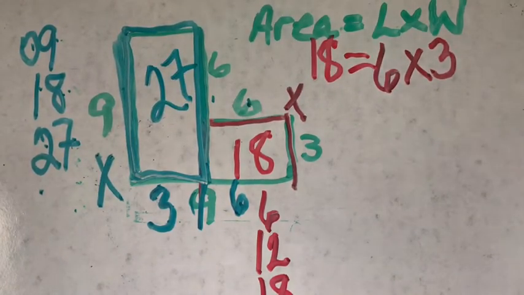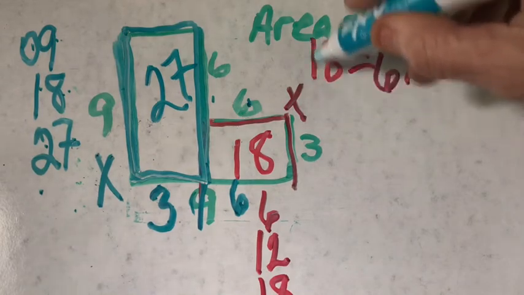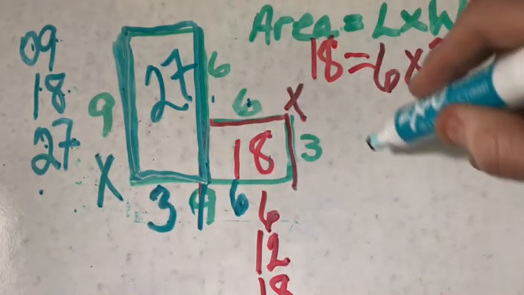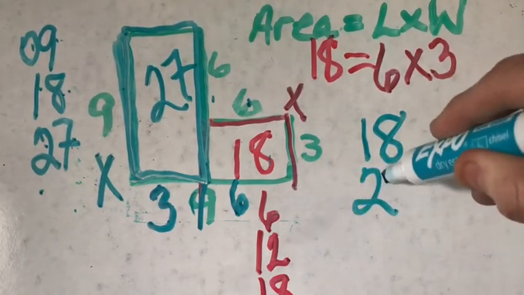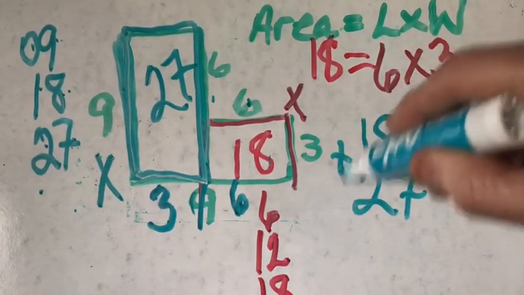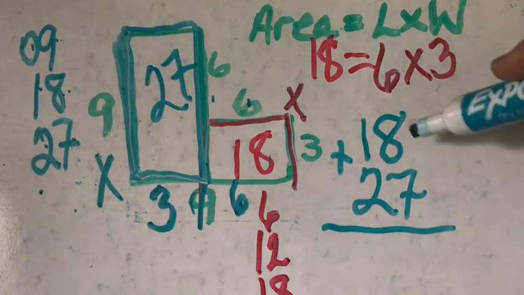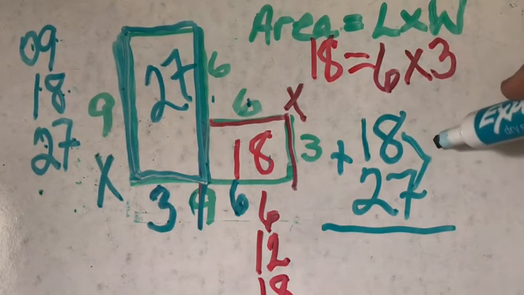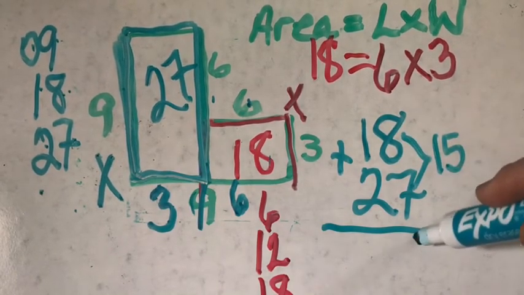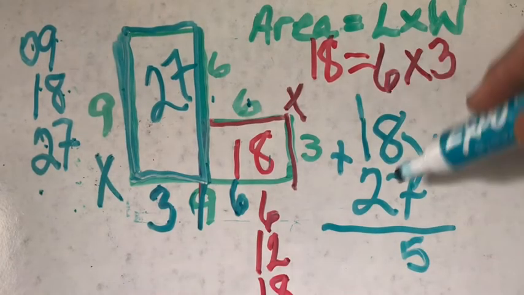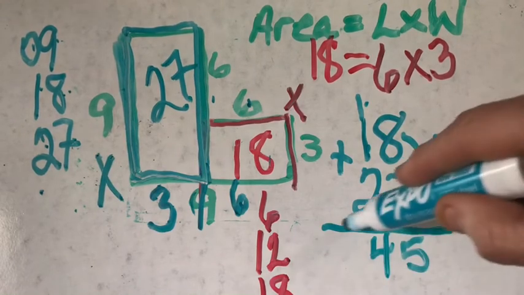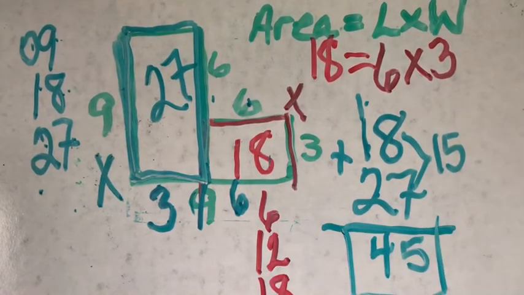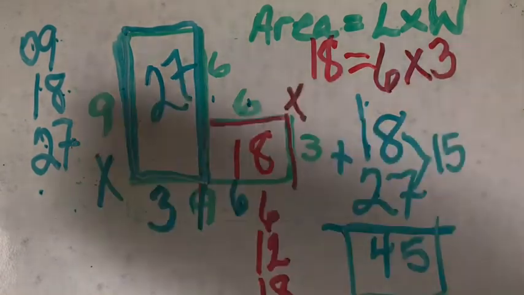Then I just have to add those together. So I have the 18 here, and I have 9 times 3 is 27. When I add these together, I'll get the total area of the figure. 8 plus 7 is 15. Put my 5 down, carry my 1. 2 plus 1 gives me 4. So the total area will be 45 for that whole figure.